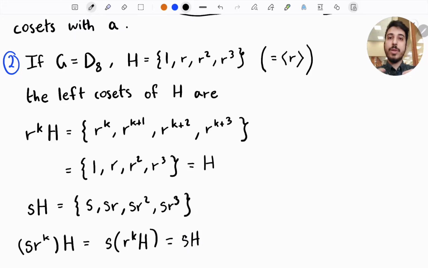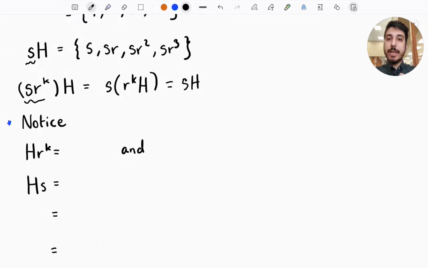Thus, we have found out what all of the cosets of H look like, because all of the elements in D8 have either the form r to the k, s, or sr to the k. So now that we have done multiplication of the elements of the group by H from the left, we have obtained the left cosets. It is time to find out what the right cosets of H look like.